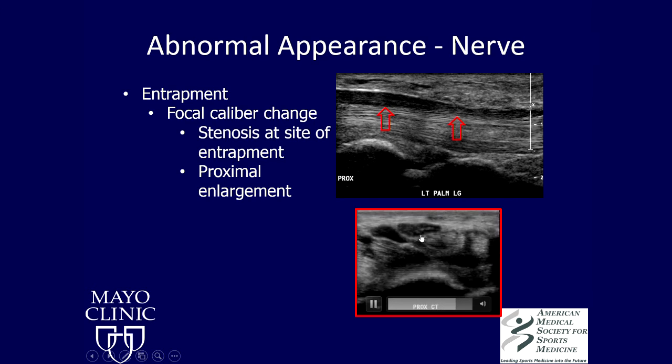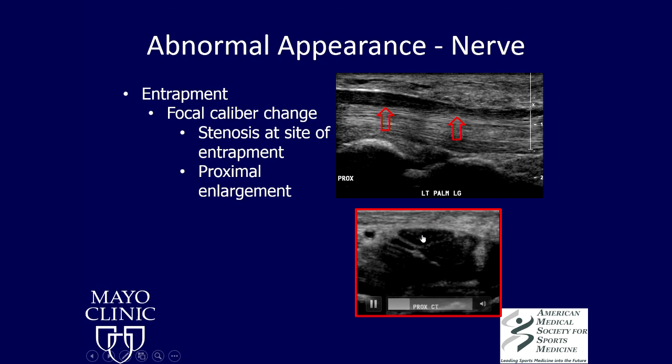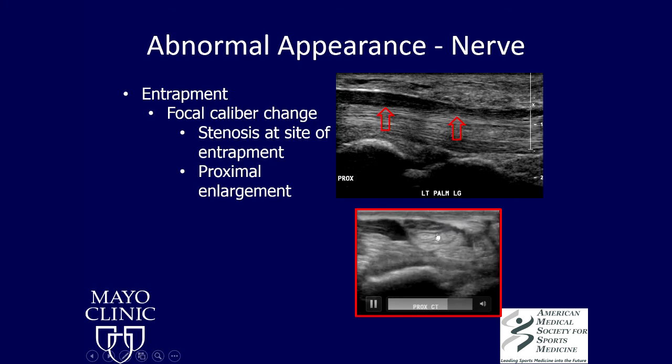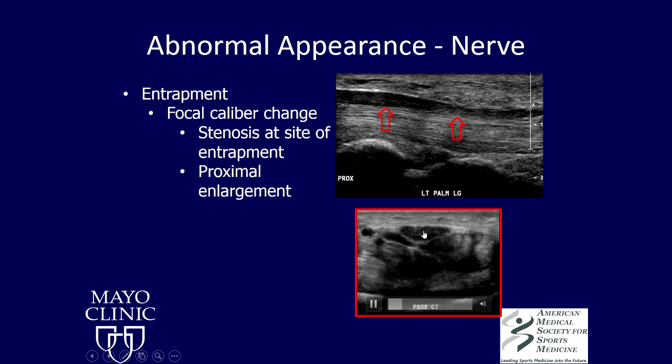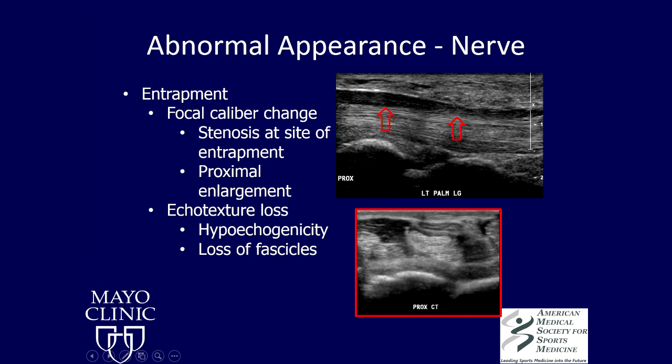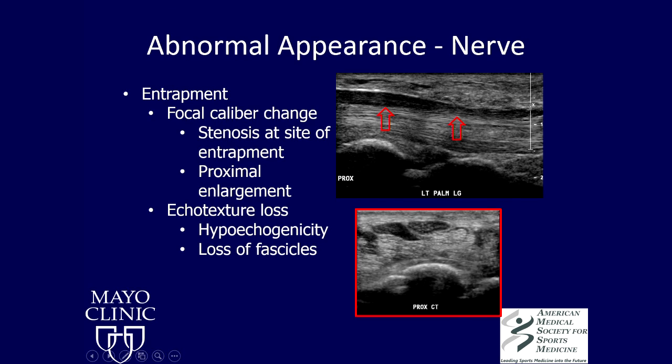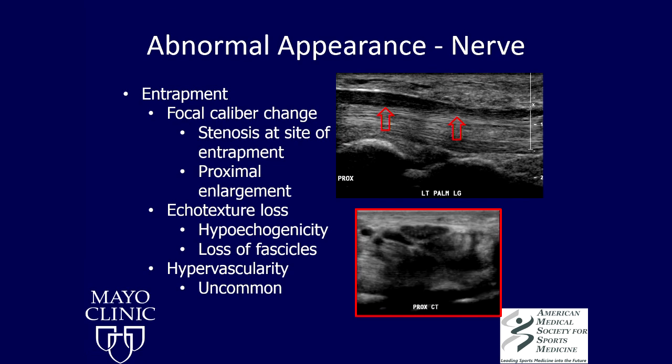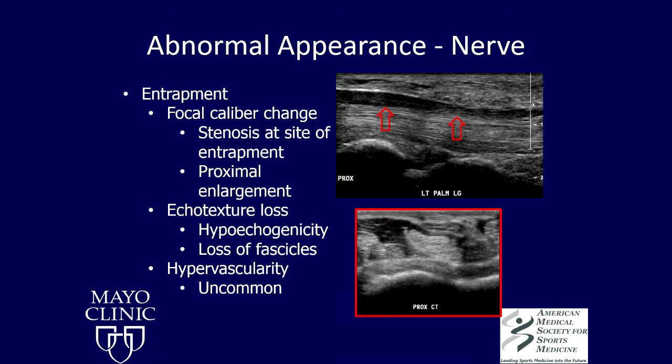And when you look at it in short axis, you'll often lose that fascicular pattern. So here it's fascicular, here it's just big and hypoechoic. So it loses its internal architecture. Occasionally you can also see hyperemia in the area, so increased vascularity, but that's not very common.